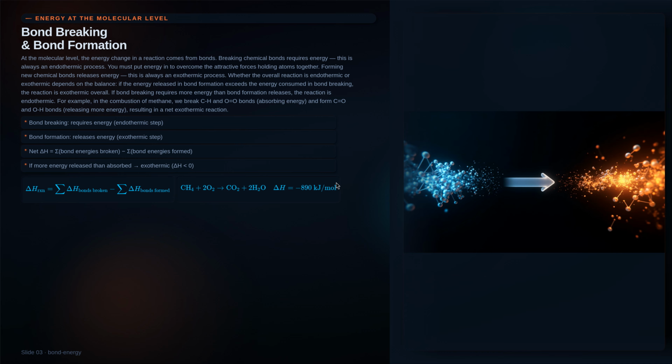Whether the overall reaction is endothermic or exothermic depends on the balance. If the energy released in bond formation exceeds the energy consumed in bond breaking, the reaction is exothermic overall. If bond breaking requires more energy than bond formation releases, the reaction is endothermic. For example, in the combustion of methane, we break carbon-hydrogen and oxygen double bonds, absorbing energy, and form carbon-oxygen double bonds and oxygen-hydrogen bonds, releasing more energy. The result is a net exothermic reaction.